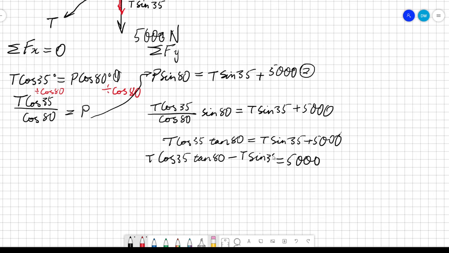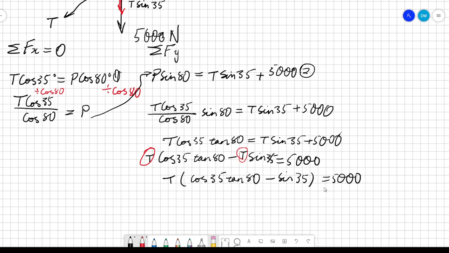Now, what we have here is a single equation, and we can factor t out. Of course, if you really want, you could have just got numerical approximations for these trig values, but I tend to keep them until the end to make my answer slightly more accurate. So, of course, we can factorize the t's out, and we end up with t times cosine 35 tan 80 minus sine 35 equals 5,000.